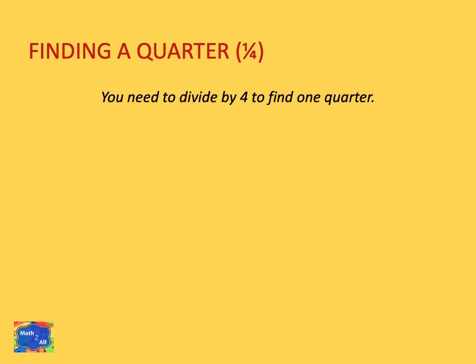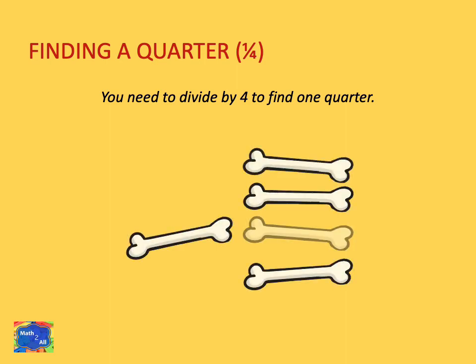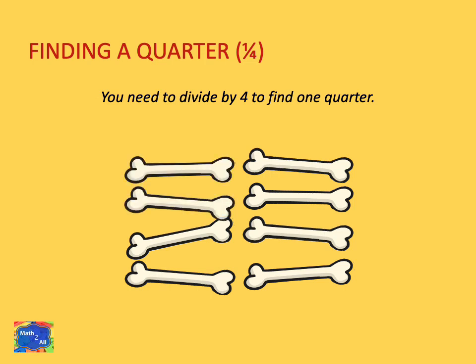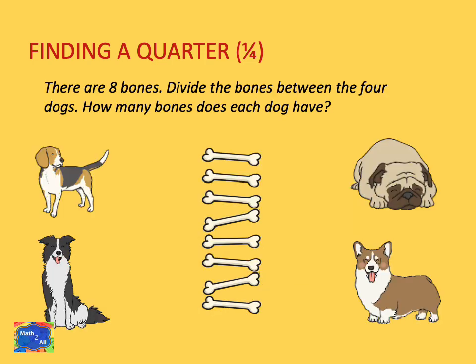Finding a quarter. You need to divide by 4 to find 1/4. Count the number of bones. 1, 2, 3, 4, 5, 6, 7, 8. There are 8 bones. Divide the bones between the 4 dogs. How many bones does each dog have?